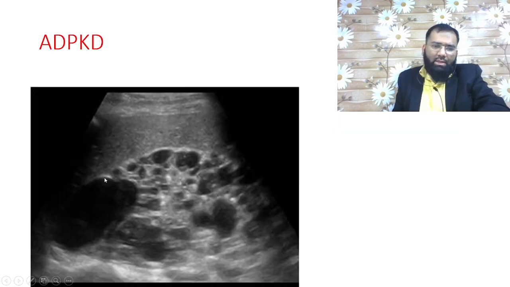Now look at this case. Here you see multiple well-defined, variably sized anechoic cysts throughout the right kidney. It has filled the kidney throughout, and they are variably sized. Some are big, some are large, some are too small. So this is a case of polycystic kidney disease, autosomal dominant polycystic kidney disease, or ADPKD.